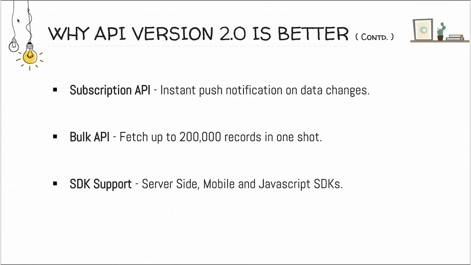And the next would be a subscription API. We'll get back to that later because it's quite a convenient API which you can use whenever you're using multiple different applications. And the other would be the bulk API. In cases where you have a lot of records to process, for example, let's say 100,000, we provide you with some other options. We're giving out this bulk API which lets you fetch or import or export 200,000 records in a single API call.